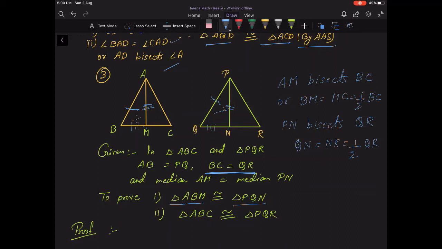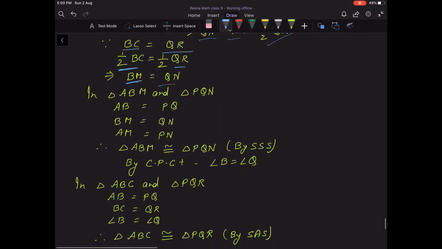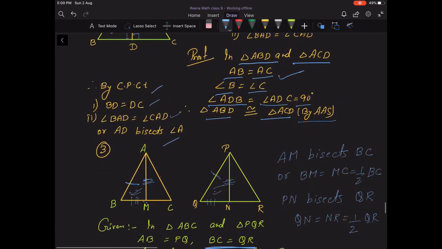So, these two triangles will be congruent by SSS property, which I wrote here, that AB is equal to PQ, BM is equal to QN and AM is equal to PN. So, these two triangles are congruent by SSS. So, by CPCT we can write angle B is equal to angle Q. After proving these two triangles congruent, we can write angle B is equal to angle Q.